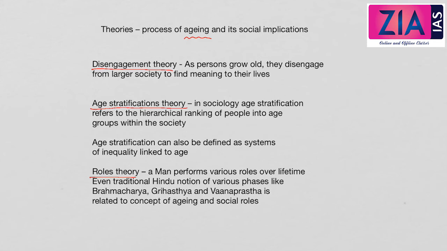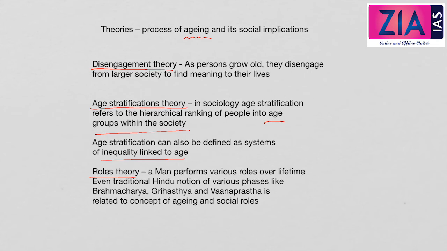In sociology, age stratification refers to hierarchical ranking of people into age groups within society. Depending upon the age groups, it is defined how responsible they are or what kind of respect will be given, everything. It also defines inequality linked to age. For certain groups this kind of equality is given, while certain age groups are not given importance. So all these things are linked to age stratification theory.